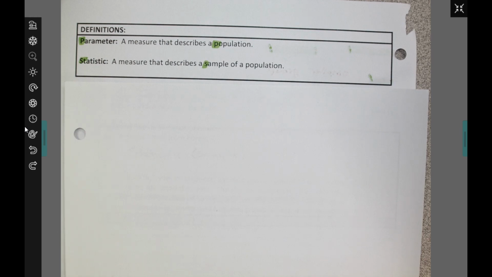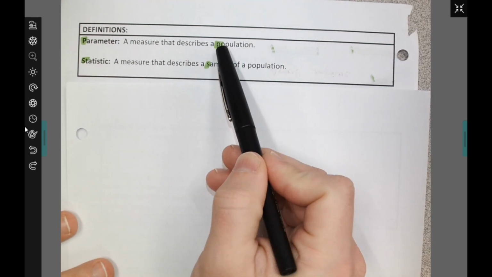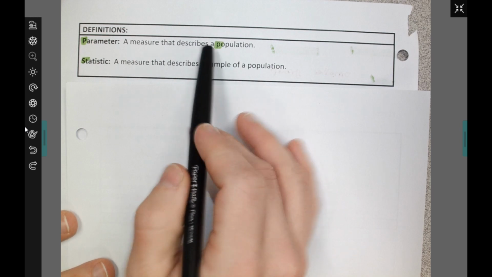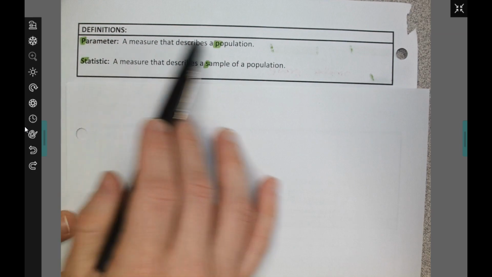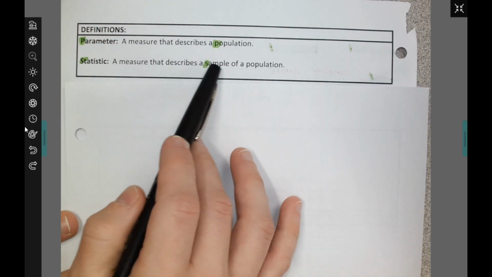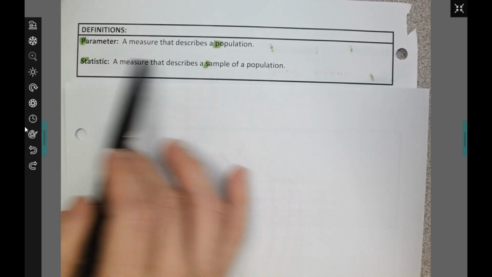The way I like to remember this is go ahead and figure out what are we dealing with first. Are we dealing with a population or a sample? If we're dealing with a population, it starts with P. Whatever we find is going to be a parameter. So P goes with P. On the other hand, if we are dealing with a sample, since it starts with an S, it's going to be a statistic.